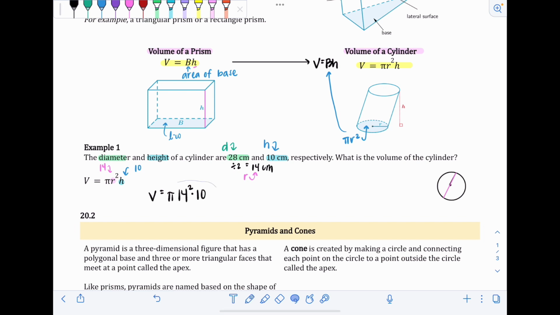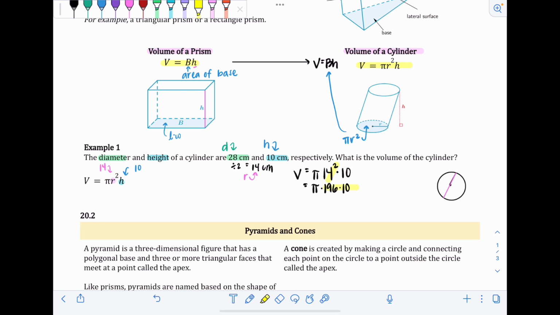So I'm actually going to move this over here just so I have a little bit of room to work below it. So order of operations, you would simplify exponents before multiplication. So we're going to find 14 squared first. 14 squared is 196. So we'll do equals pi times 196 and then times 10. When you have all multiplication, the order that you go in doesn't matter, because multiplication has a property called the commutative property that says you can reorder it if you want to.